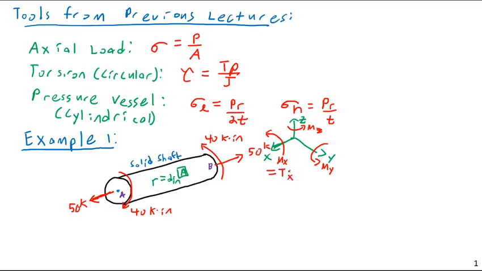This one is equal to Tx, and this is the 40 kip-inch moment. And so basically here we're going to have both an Fx and an Mx, a moment about the x-axis and a force along the x-axis. Okay. Questions on that? All right.